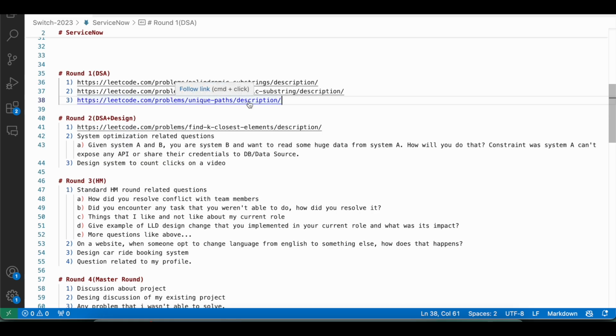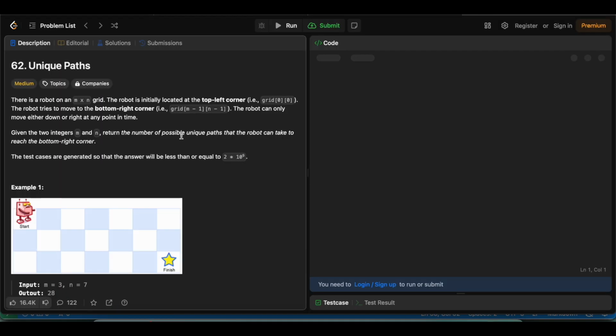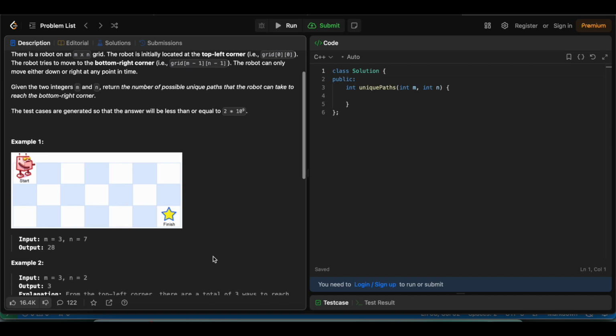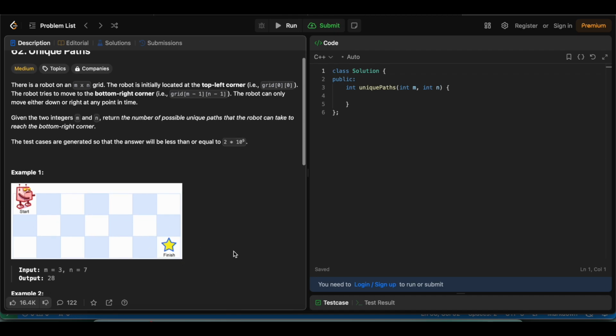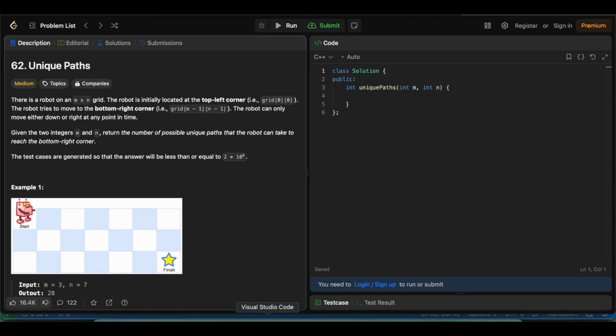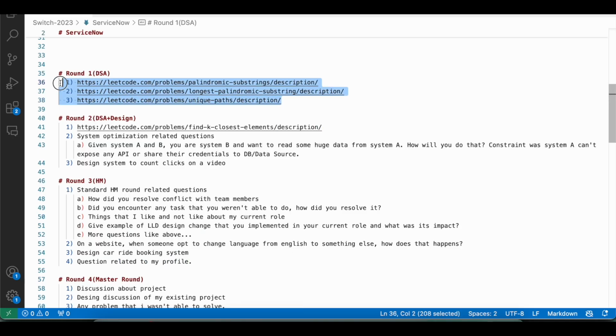Then coming to the third question, it was a standard dynamic programming question where we have to count the total number of unique paths required to reach from the top left corner of the matrix to the bottom right corner of the matrix. So this was the question. Overall, these were the 3 questions that were asked, and I was able to solve all 3 within 30 minutes.